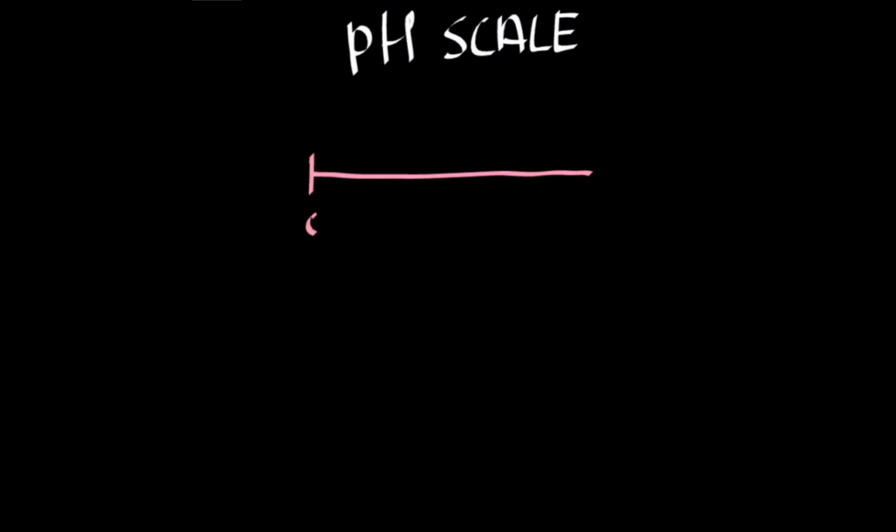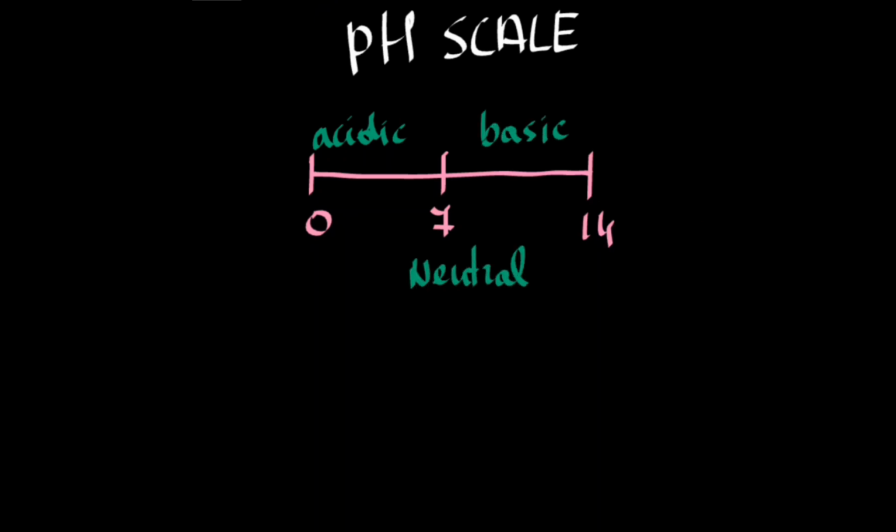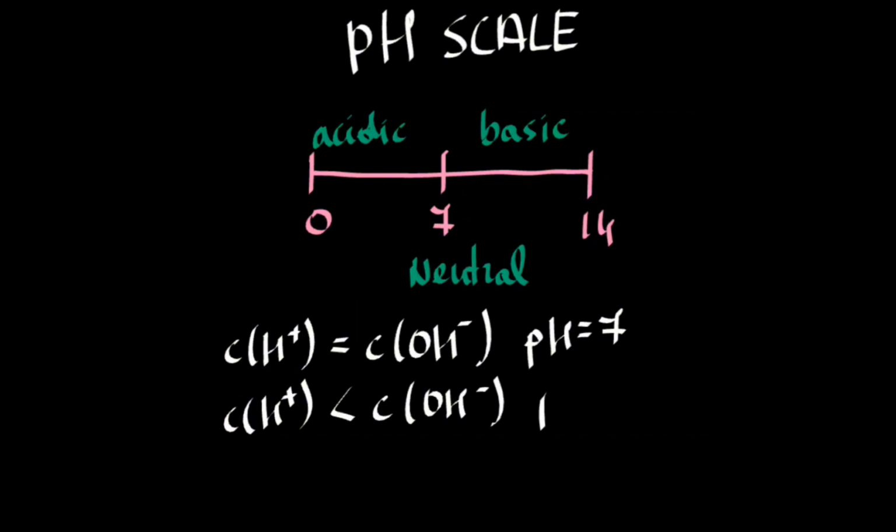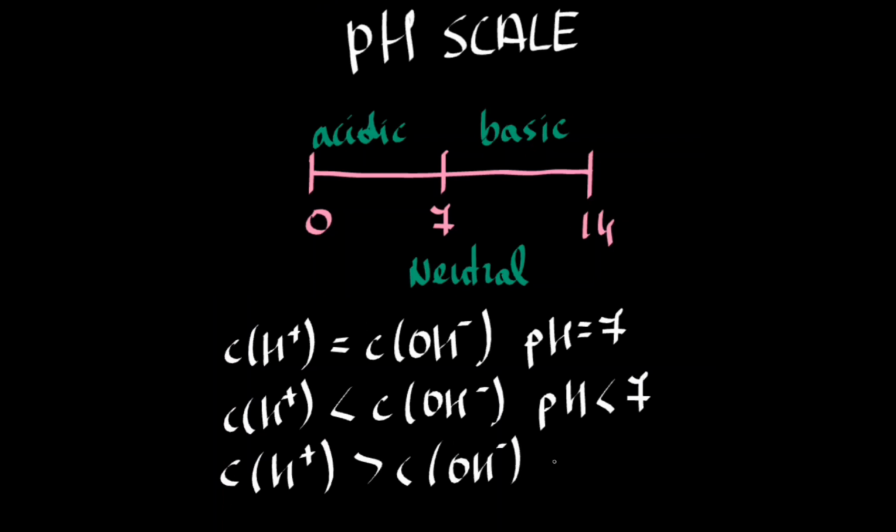So we all know that pH is a scale from 0 to 14, where from 0 to 7 we have an acidic medium, at 7 we have neutral conditions, and from 7 to 14 we have a basic medium. The pH only depends on hydrogen and hydroxide molar concentration in the solution. If we have the same amount of these ions in the solution, we have a neutral pH. If there are more hydrogen ions than hydroxide ions, we have acidic conditions, and vice versa.